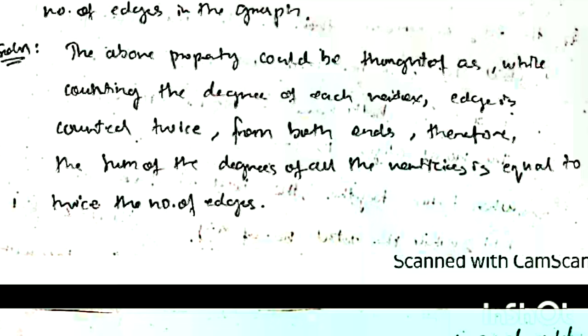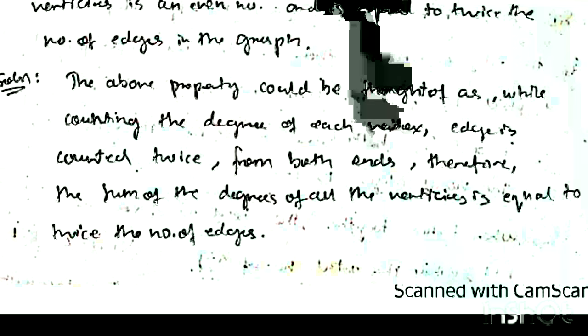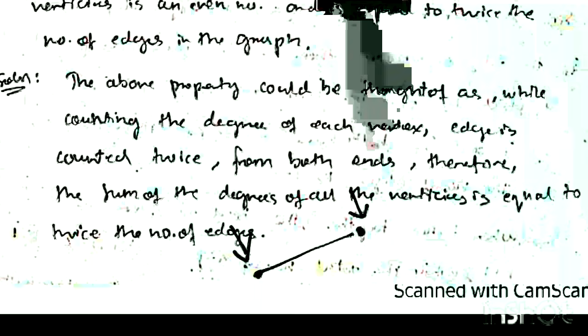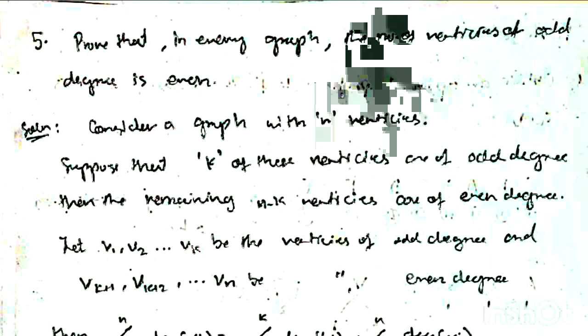So in that way what we can conclude is that while calculating the sum of the degrees of the vertices, you will count the number of edges 2 times, because an edge has 2 ends, right? For each of these degrees you will count the edge 2 times. So the sum of the degrees of all the vertices will be 2 times the number of edges.